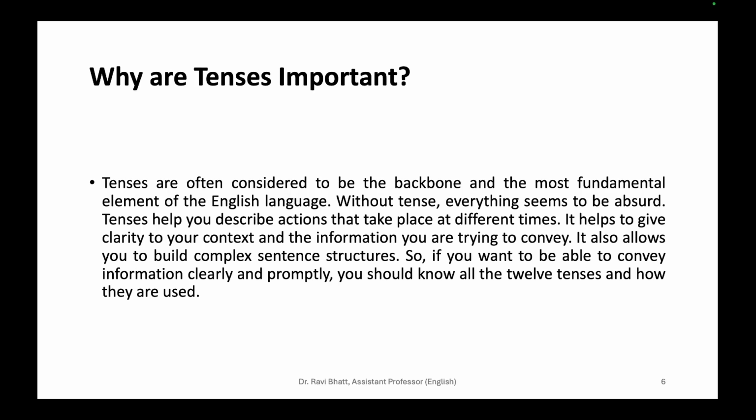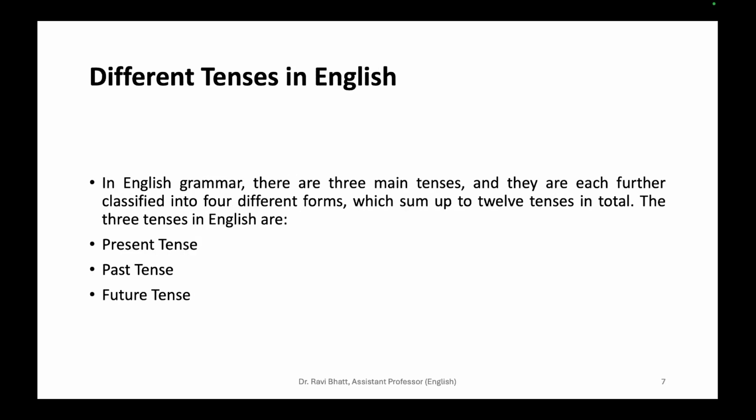Why are tenses important? Tenses are often considered to be the backbone and the most fundamental element of the English language. Without tense, everything seems to be absurd. Tenses help you describe actions that take place at different times. They help to give clarity to your context and the information you are trying to convey. They also allow you to build complex sentence structures. So, if you want to be able to convey information clearly and promptly, you should know all the 12 tenses and how they are used. And that is why tenses are extremely important.